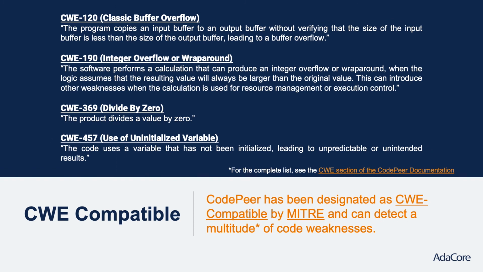CodePeer has been designated as a CWE-compatible tool by the MITRE Corporation, which means that CodePeer can map relevant findings to the Common Weakness Enumeration Security Standard. For more information on CWEs and CodePeer's mapping capabilities, visit www.adacore.com/CodePeer.